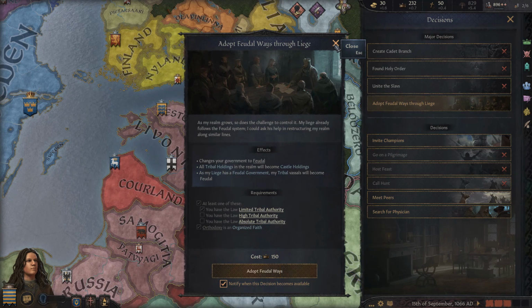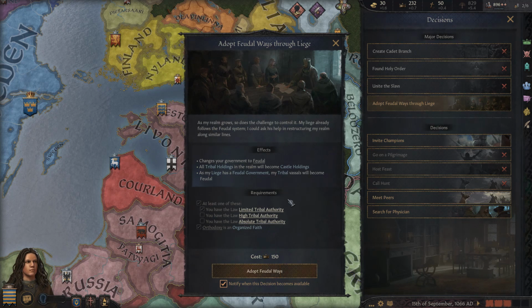We had to reform, and to become organized, we needed 3 holy sites, we needed a high level of piety. We got really, really close, and then a bunch of stuff disintegrated. So it's not easy. It's definitely difficult going that way. It is significantly easier if the tribal ruler swears fealty to a non-tribal liege, as it only requires the ruler then to adopt the low tribal authority and have an organized religion, and you can just easily adopt feudalism.